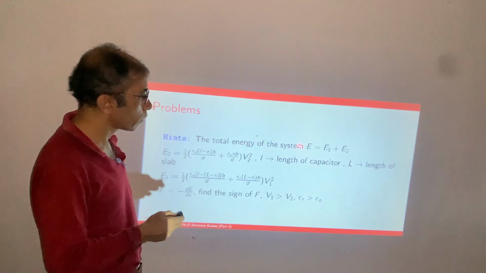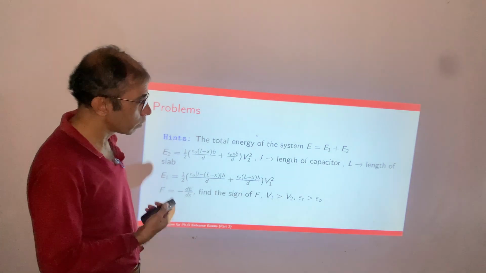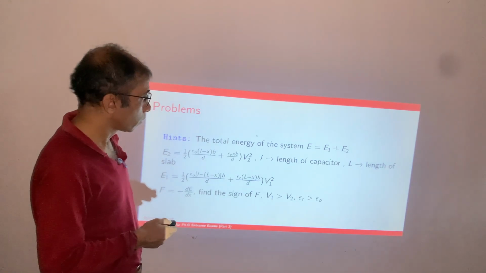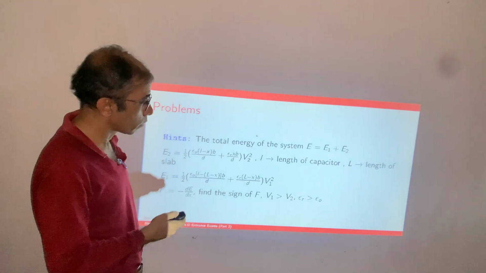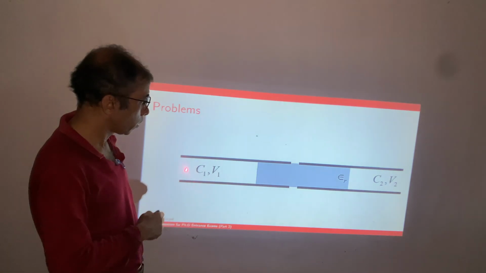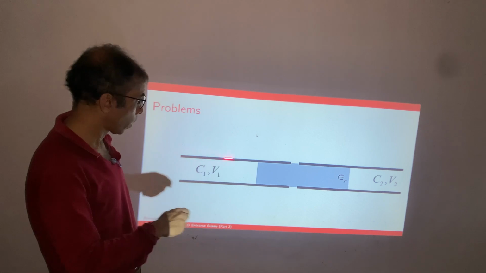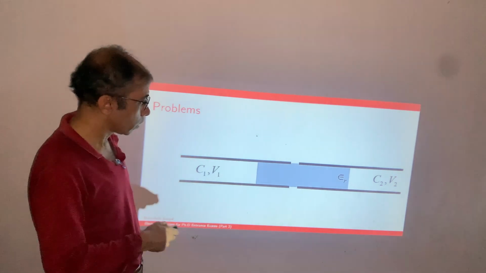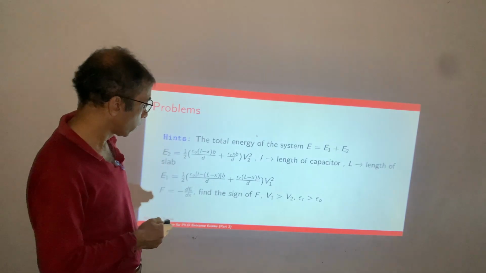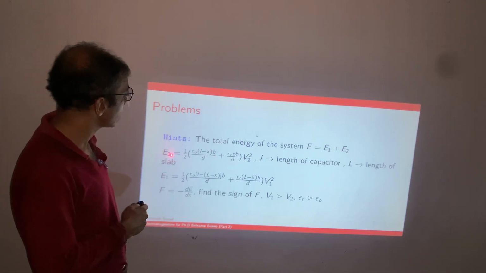So the idea is we have to find the total energy of the system, and then take a derivative. What do I mean by this? The total energy of the system is E1 plus E2. This is my E1 and this is my E2. This is my system 1 and this is my system 2. So what is the energy of system 1? The energy of system 2 I have written first.